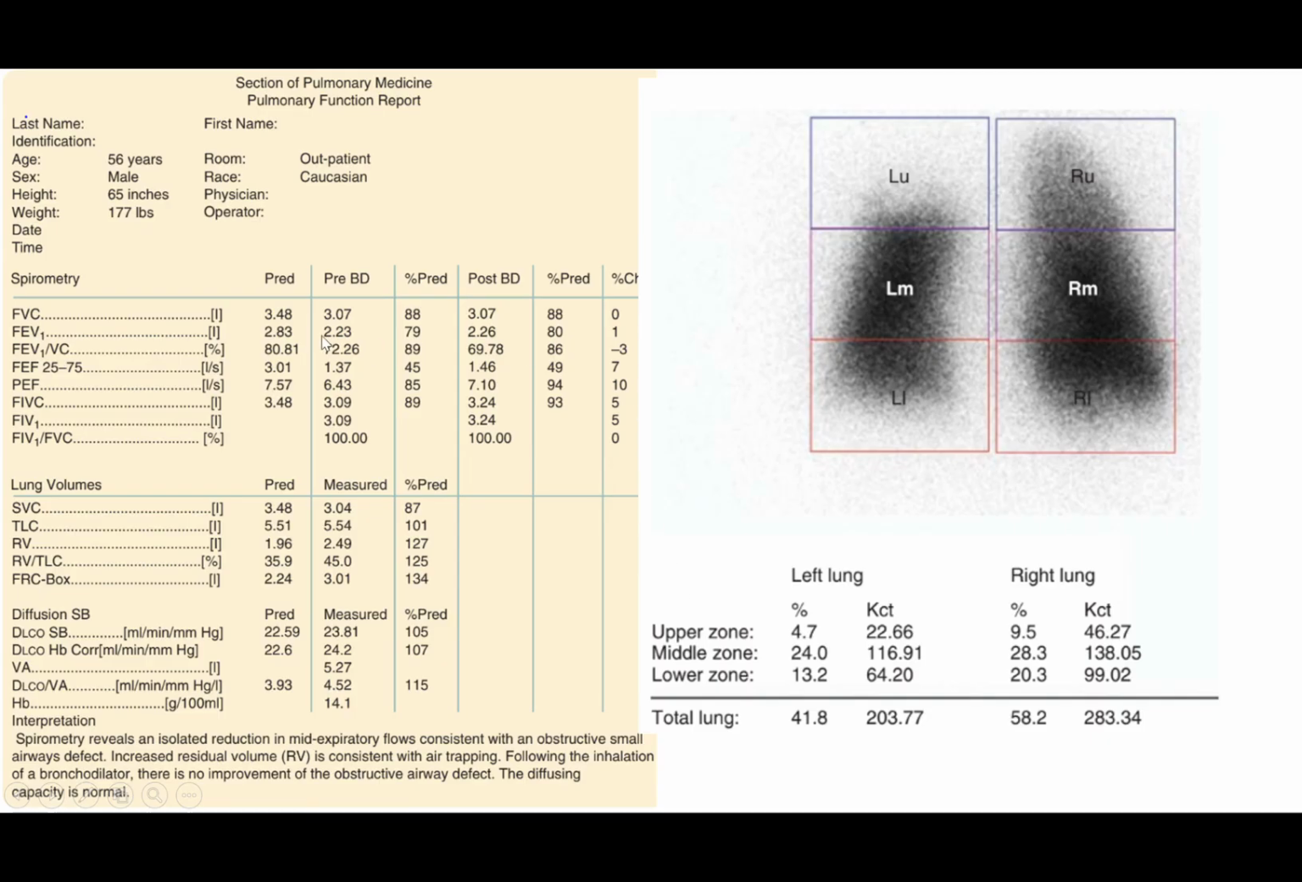So this is a readout of a PFT. You can see that this patient is a 56-year-old male. He's got an FEV1 predicted of 2.8 liters, and his pre-bronchodilator FEV1 of 2.23 and a post-bronchodilator of 2.26. That's his greatest FEV1, which is 80% of the predicted value, which is obviously way higher than that 40. Okay, so just based on this guy's FEV1, he would qualify for a pneumonectomy.